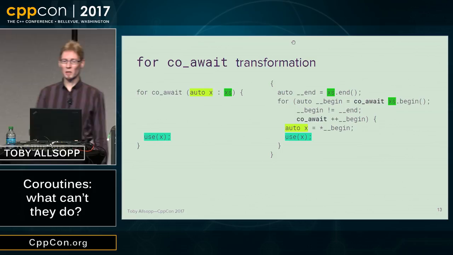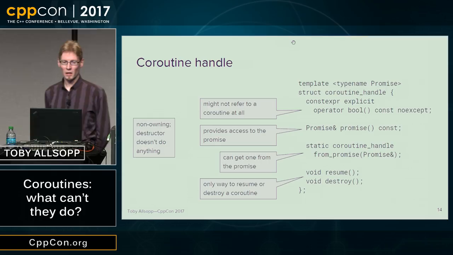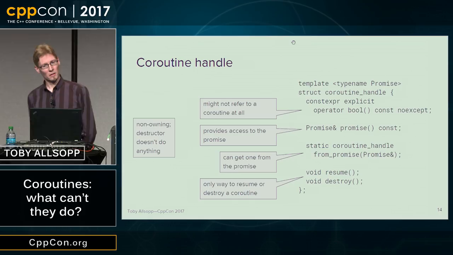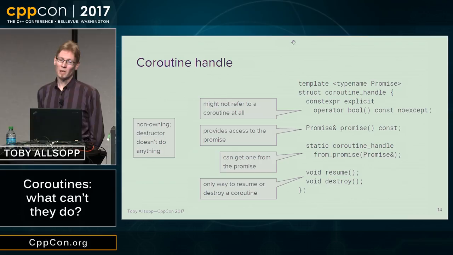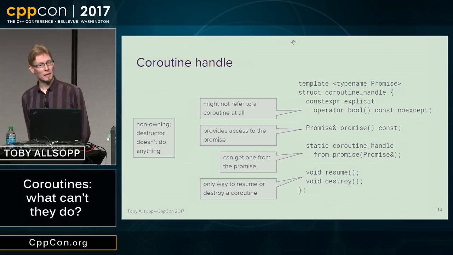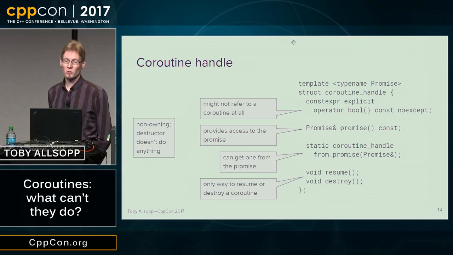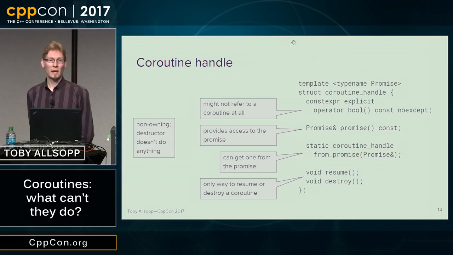So coroutine handle I mentioned. This is kind of like a non-owning pointer to the coroutine state. Its destructor doesn't do anything. That's the important thing to remember. And it has a default constructed state where it doesn't point at any coroutine. There's an operator bool which tells you whether it is in the default constructed state, or whether it's not. It provides a way of getting at the promise object, which is really useful. You can also go from the promise object to a corresponding coroutine handle. So these things can be easily copied.